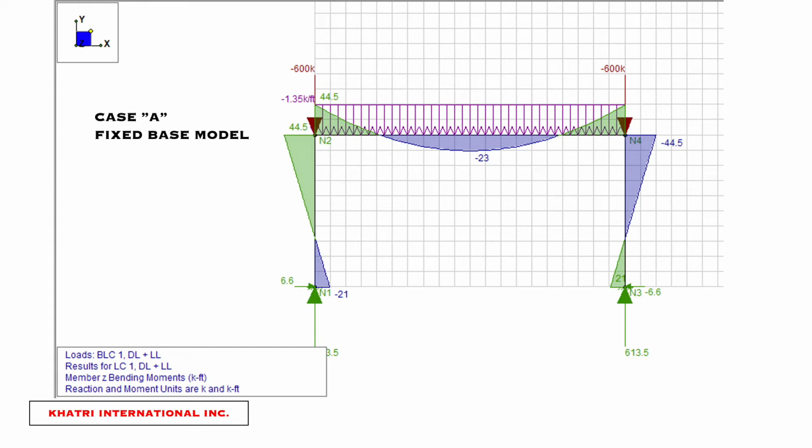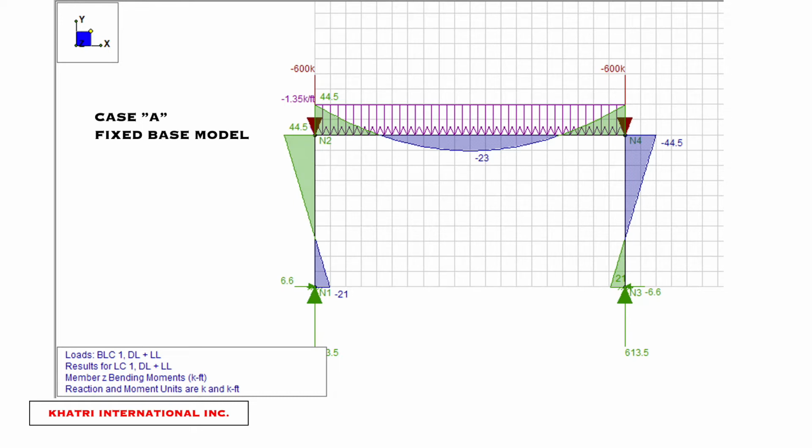This is case A, which is the standard case. Fixed base model. This is done all the time. The program we're using here is RISA 3D. It's a two-dimensional model. And you can see everything is nicely symmetrically distributed. You can see the loads are 50% shared between the two base joints. The moment diagram is very symmetrical. But pay attention to the numbers here.